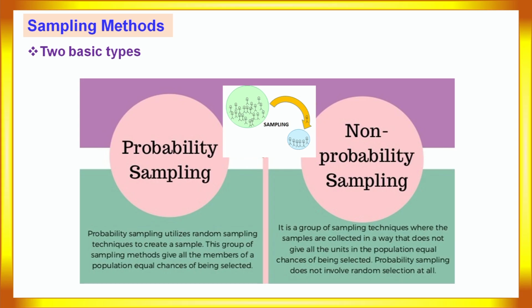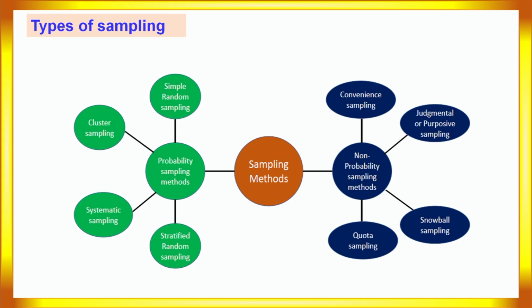Now, another type of sampling is non-probability sampling. Just opposite to probability sampling, non-probability sampling means that the elements of the population do not have an equal chance of being selected into the sample. That means non-probability sampling does not involve random selection at all. Now, there are a number of methods under probabilistic and non-probabilistic sampling.